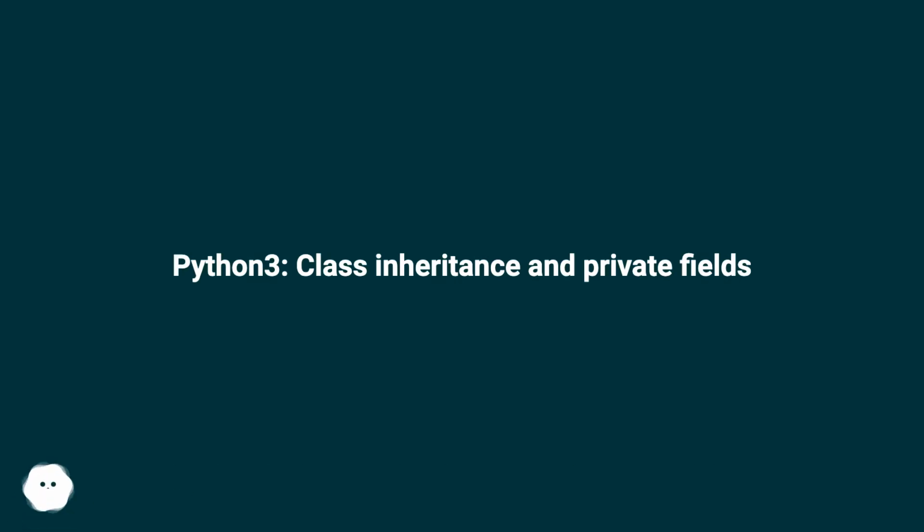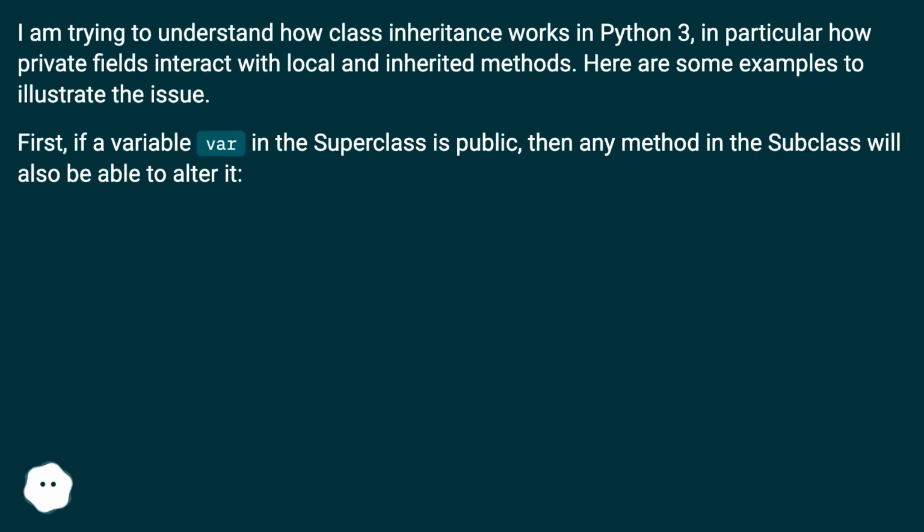Python 3, Class Inheritance and Private Fields. I am trying to understand how class inheritance works in Python 3, in particular how private fields interact with local and inherited methods. Here are some examples to illustrate the issue. First, if a variable var in the superclass is public, then any method in the subclass will also be able to alter it.